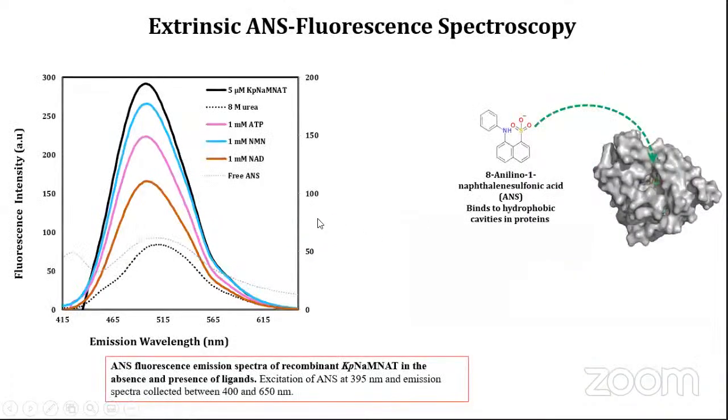Furthermore, the quaternary structure of the protein was analyzed to see how the protein interacts with its ligands. This was carried out using ANS, that is 8-anilinonaphthalene sulfonic acid. The ANS fluorescence dye works such that when it binds to the hydrophobic pockets of a protein, its fluorescence intensity increases, and there's also a shift in the wavelength.